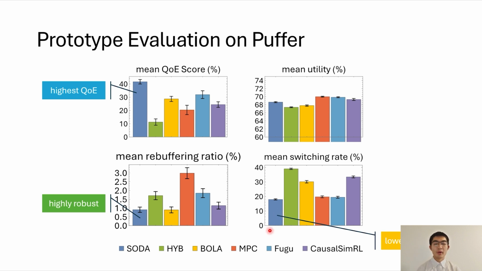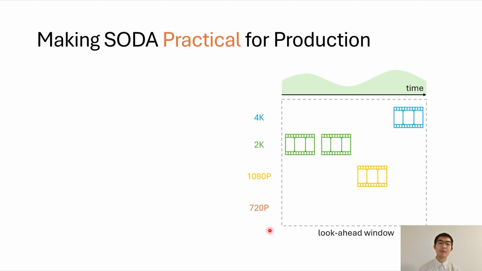Inspired by the great performance we see from the prototype evaluation, we decided to try it out in production. But before that, we need to make SODA practical for it to be able to run in the wild. By practical, I specifically mean it has to run fast, given there are some very low-end devices in a production environment. So SODA has to be efficient.